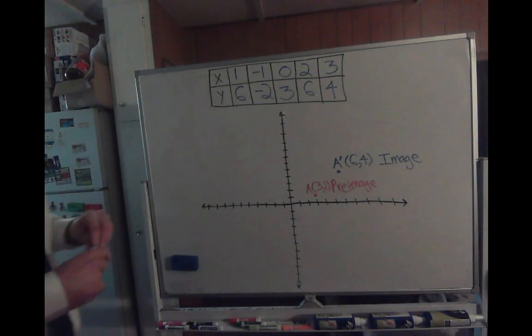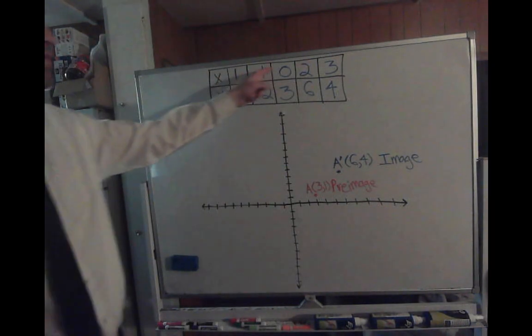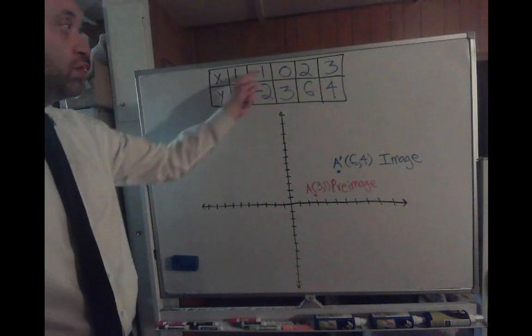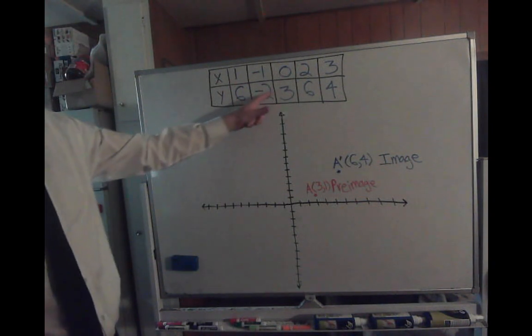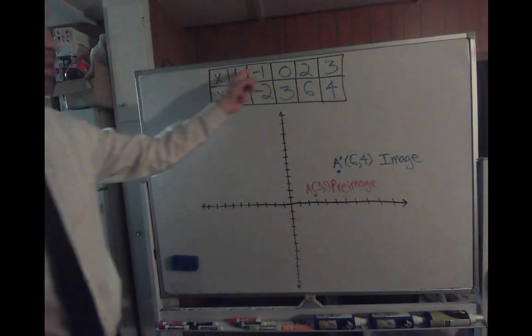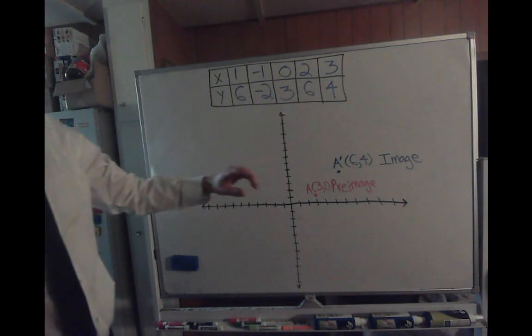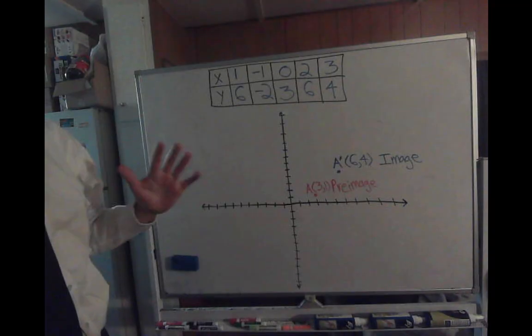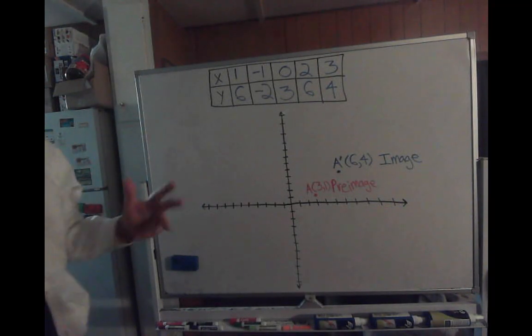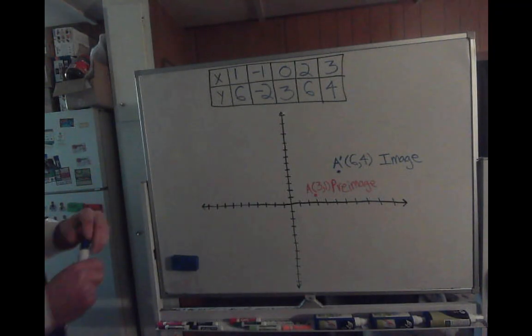So let's look at this. Well, it's a function, right? Because each member of the domain has one and only one member of the range, right? You only see one number for each in the domain, so therefore it's definitely a function. Now the question is asked, is this a one-to-one function?